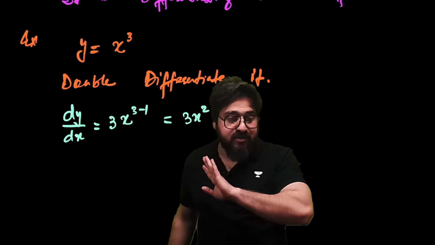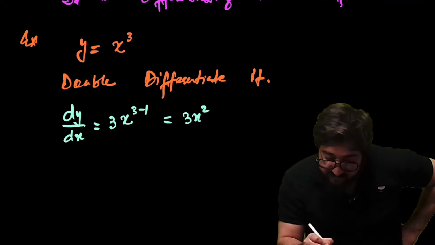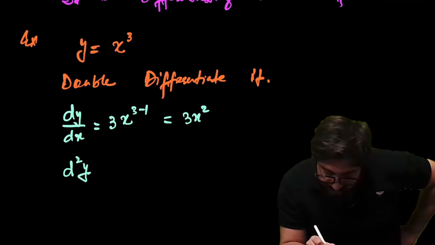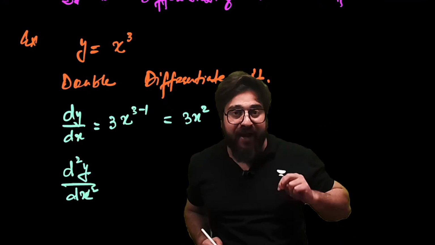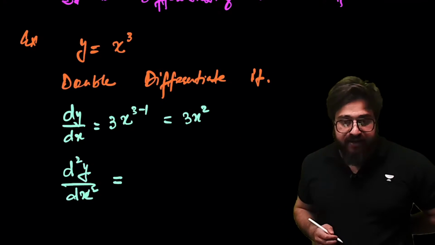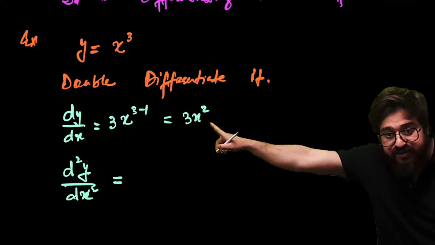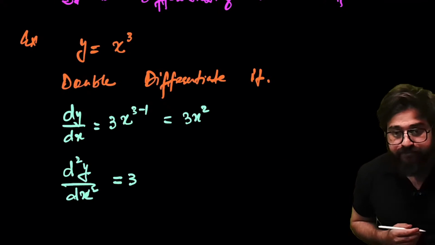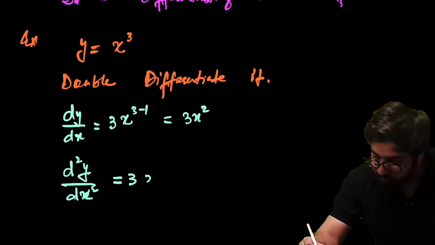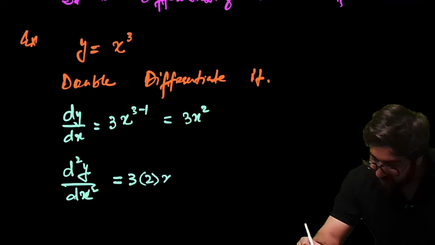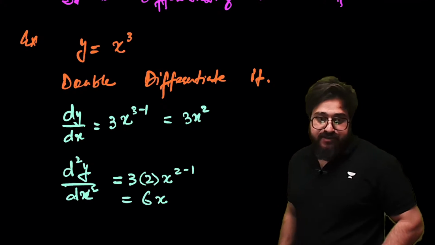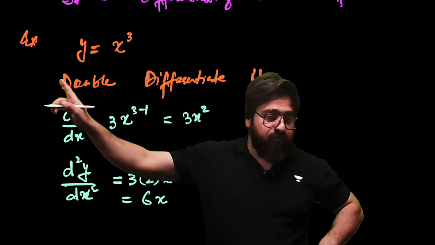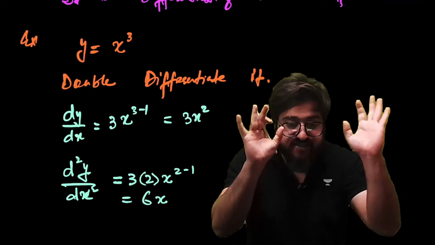We did it once. I want you guys to do it once again. This is how we write d2y divided by dx2, differentiating a function twice. So we have to differentiate this now. Take this 3 out. Then you have x square. Power down, that is 2, x power 2 minus 1. 3 into 2 is 6x. So double differentiation of x cube is simply 6x.